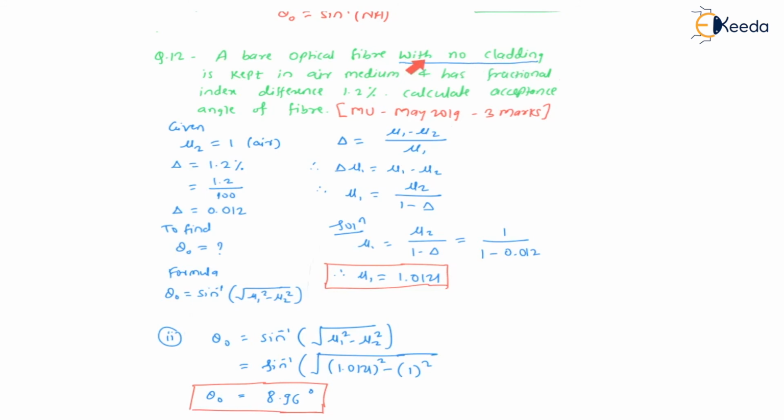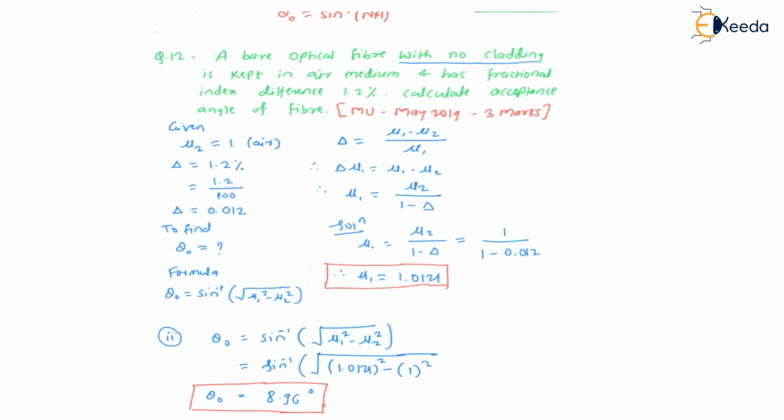So whenever a question like this arrives in the examination, you simply assume the refractive index of cladding as air. Sometimes they will mention that a bare optical fiber is kept in water. If they have mentioned that the optical fiber is kept in water with no cladding, then definitely we'll take the refractive index of cladding as the refractive index of water. So just mind the difference between these two.